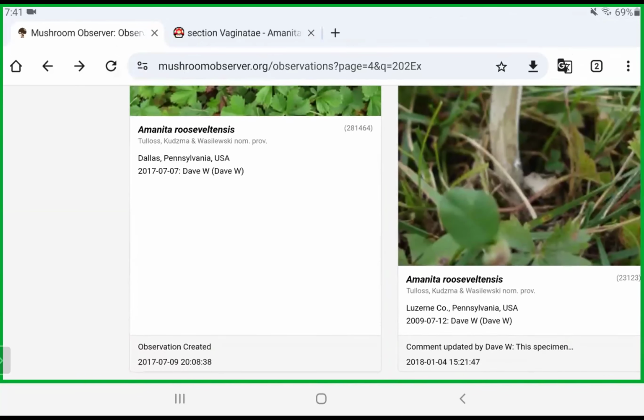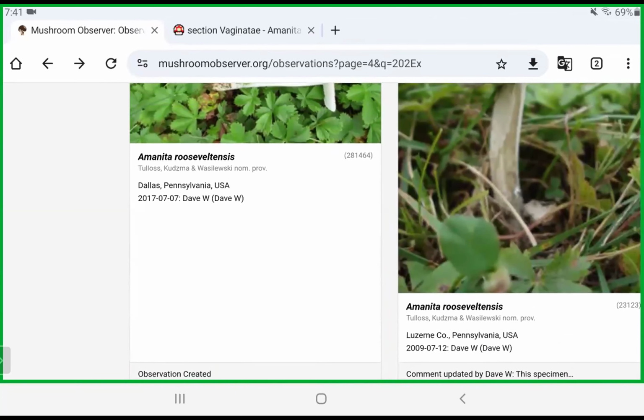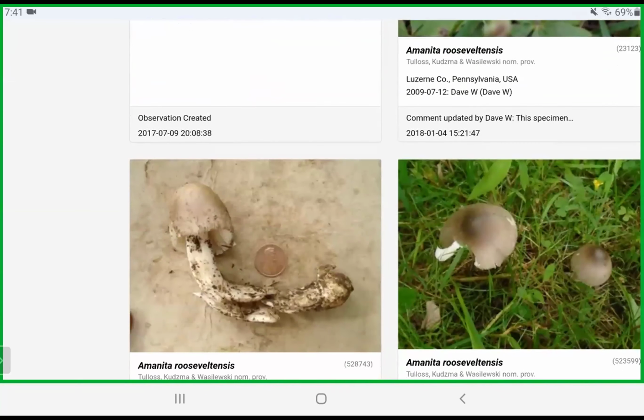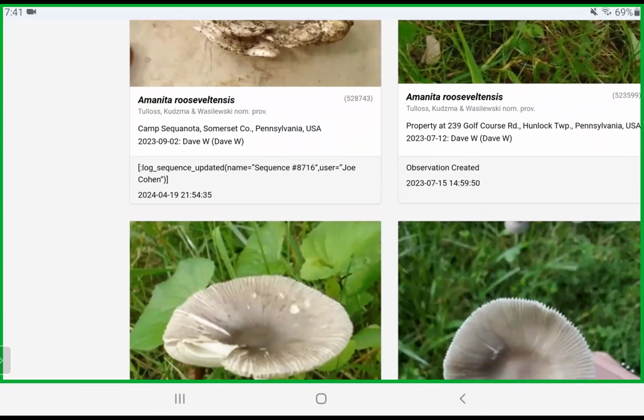This grows in Rod Tillis's yard. He's got oak trees there. So this was one that really caught his attention early on because it grows in his yard. So he named it after where he lives.